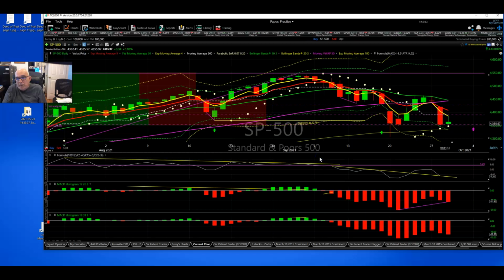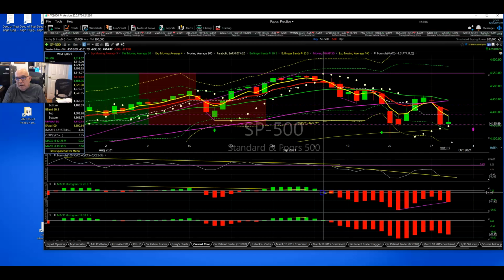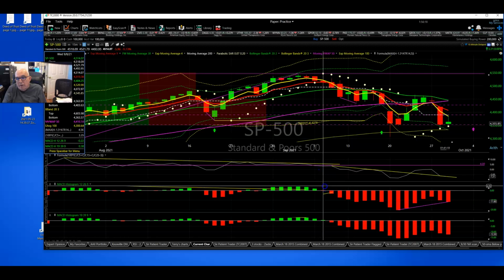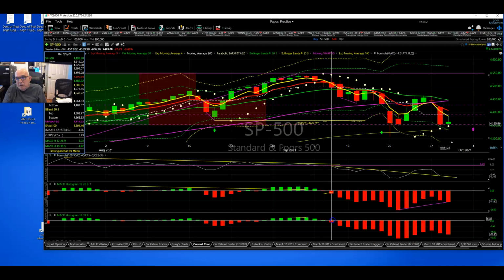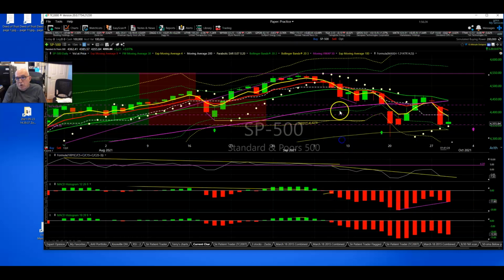Now we also got here a sell signal on MACD, and then we got a sell signal on the other MACD. So we were getting all these indications of a breakdown here, and then of course the 4 EMA crossed below the 9, and then all hell broke loose as we came down.